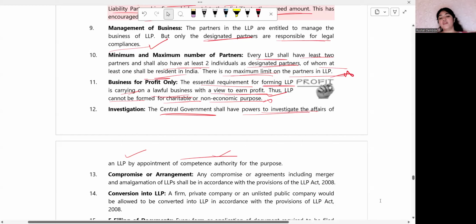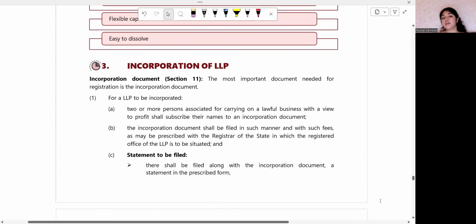Conversion into LLP: a firm, private company, or an unlisted public company would be allowed to be converted into LLP in accordance with the provisions of the LLP Act. Any firm, any private company, or unlisted public company can get converted into the LLP partnership.